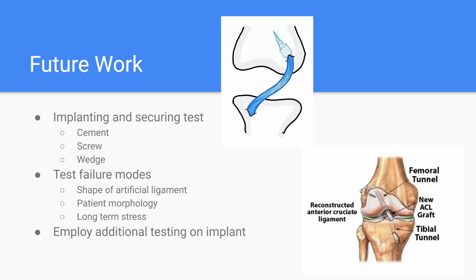We could do that either by using a cement, screw, or wedge design. The one that we have drawn up here is a bit of a screw design. We would also want to test common failure modes, be it the corners of the square design that we currently have, maybe a round one would be better. Are there any strange patient morphologies that would impact how we would implant it? Are there any concerns with long-term stress of the material as opposed to the short stresses we've done? And those are all different kinds of tests that we would want to accomplish if we were to move forward with testing this implant.